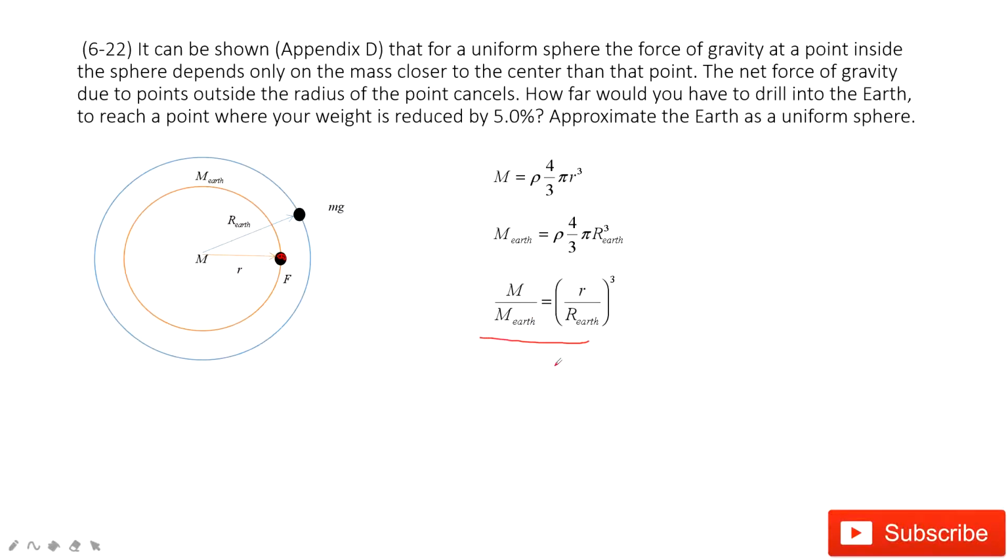As a cook, the first thing is to cut the onions, right? So this is just preparation work. The next step, we need to find the ratio for the weight, because they tell us the weight is reduced by 5%. So the weight at the orange one is G, the gravitational constant, big mass times small mass over r squared. Similarly, the weight at the surface of the Earth is mg, which is capital G, big M, small m over r Earth squared. There is no problem.